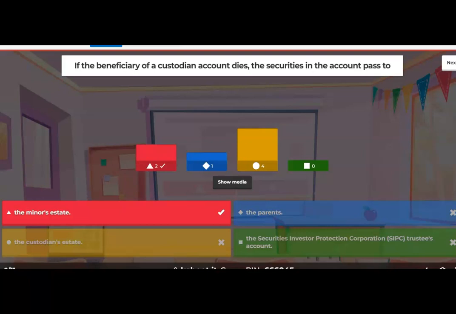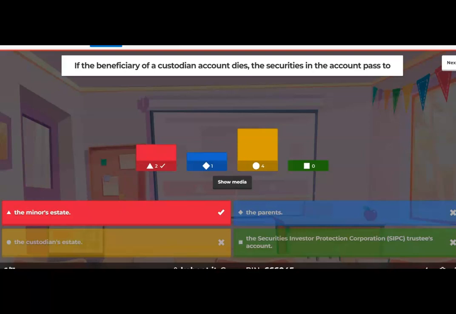Not the custodian's estate, because the state holds the assets of someone who has passed away. Do minors have an estate? Yes, they do. If the minor has passed away, whatever assets are the minor's property transfer to the minor's estate. No, it does not go to the parents, at least not automatically. And the fourth one, the SIPC, I'm glad nobody chose it, because that's just plain rubbish.